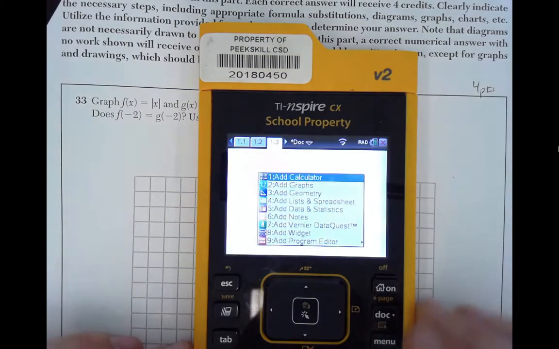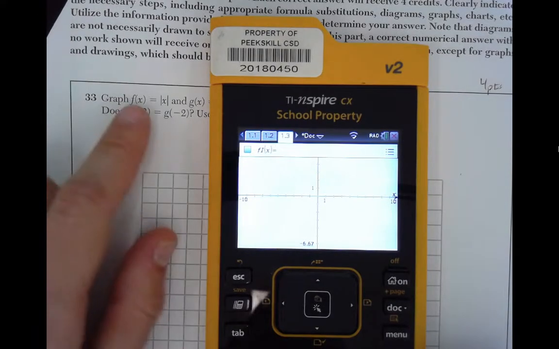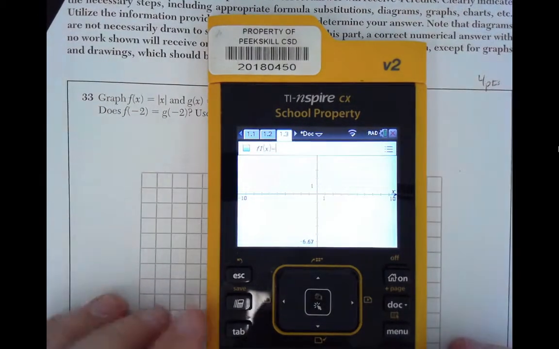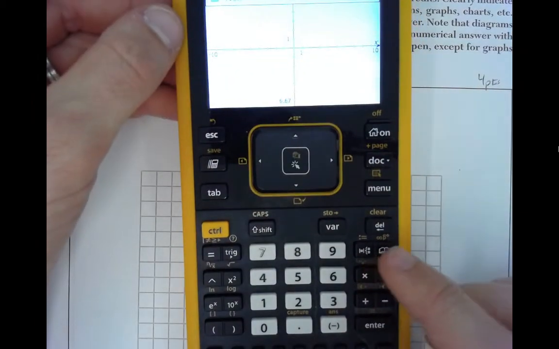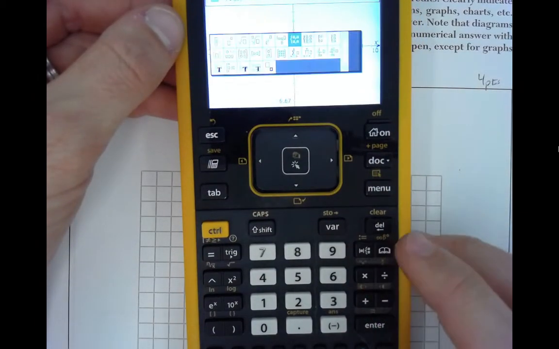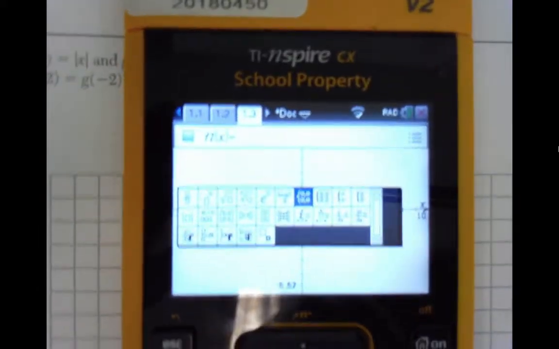Control page, I'll make a new document, add a graph, and I'm going to start by graphing f of x equals the absolute value of x. I already have f of x. Absolute value you find by pressing that button right next to the book. And then I'll zoom in a little bit on the calculator now so we can get this graphing going.